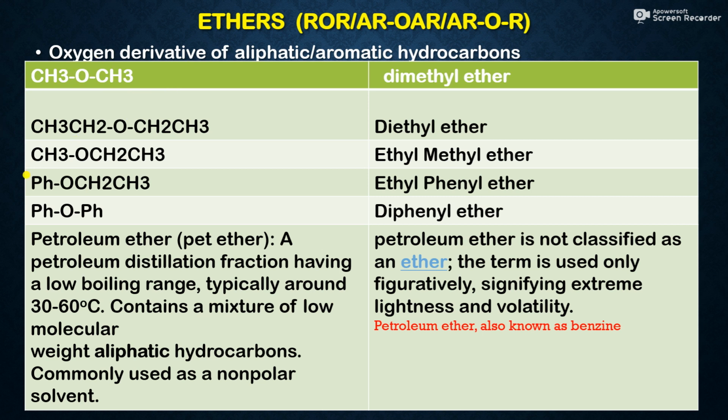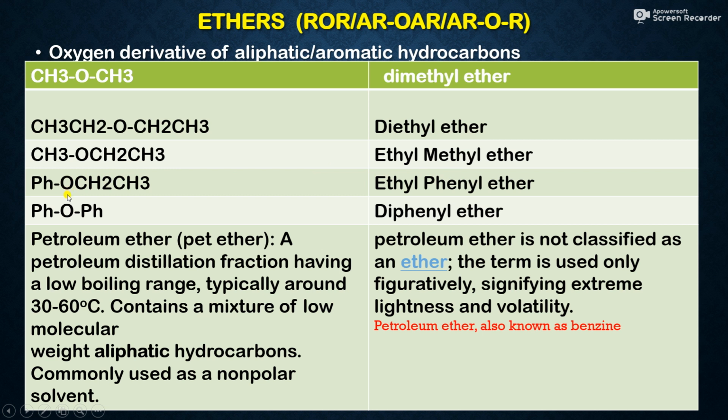The second compound is diethyl ether. Friends, this diethyl ether is also a symmetrical ether, with just a change in the alkyl group. Oxygen has two ethyl groups present on both sides of the oxygen atom. The next compound is ethyl methyl ether. In this ethyl methyl ether, oxygen has one ethyl group on one side and a methyl group on the other. As these two groups are different, this is an unsymmetrical ether.